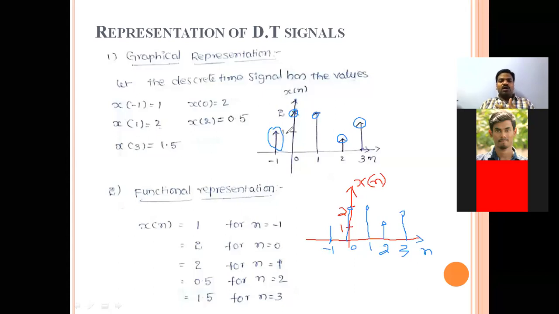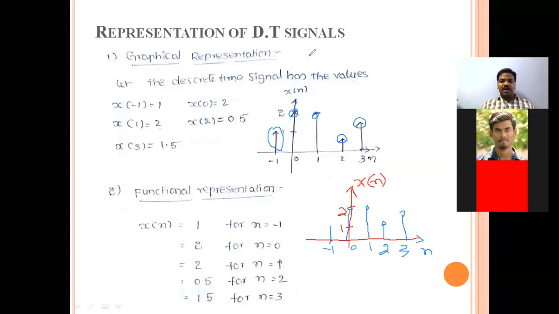That means, what are the two consecutive samples here? One sample is at n is equal to -1 and another sample is at n is equal to 0. In between these two consecutive samples, you don't have any information. Okay, you have missed information here.